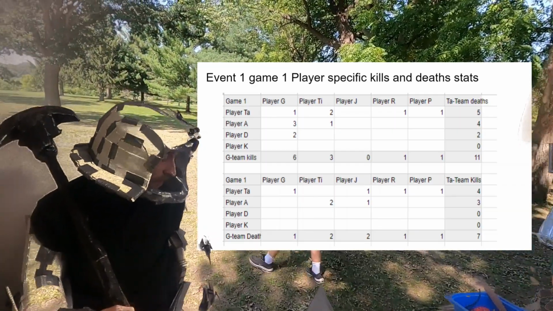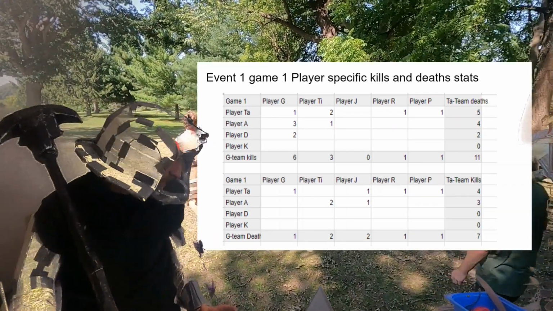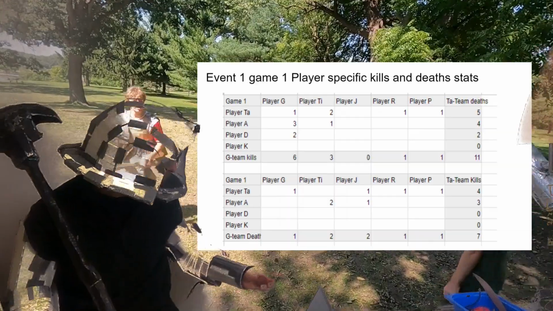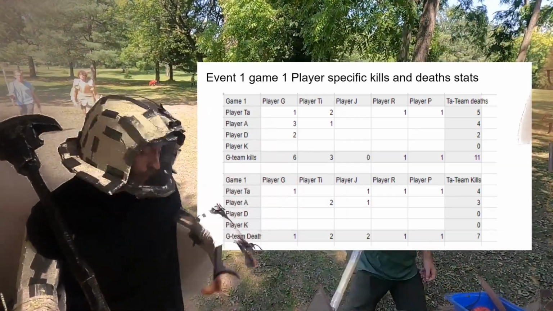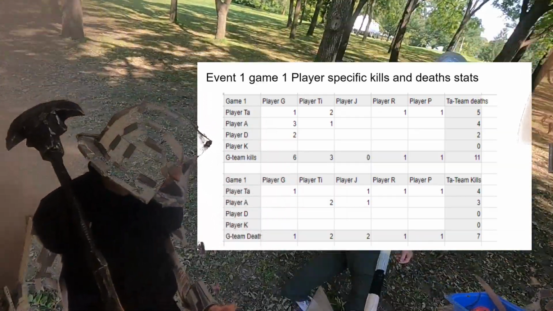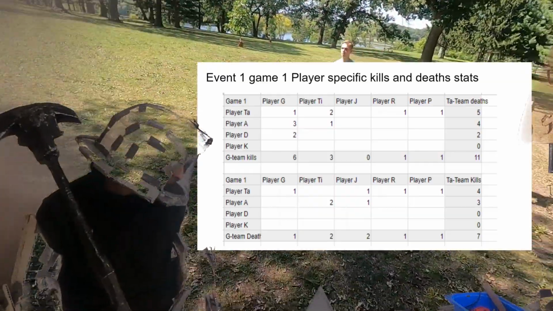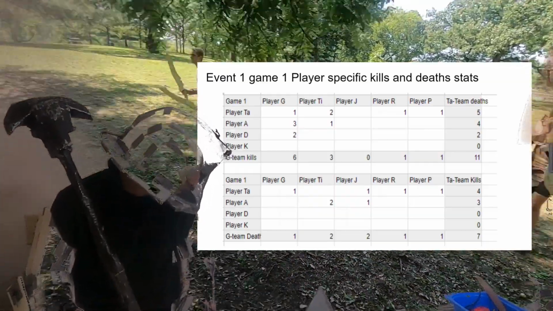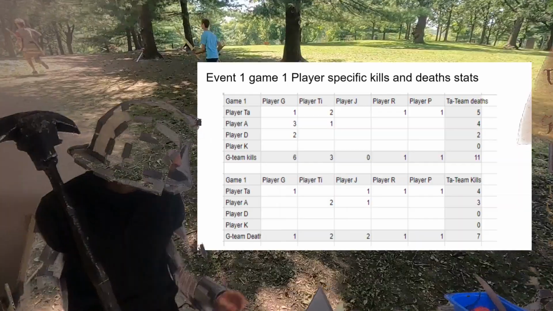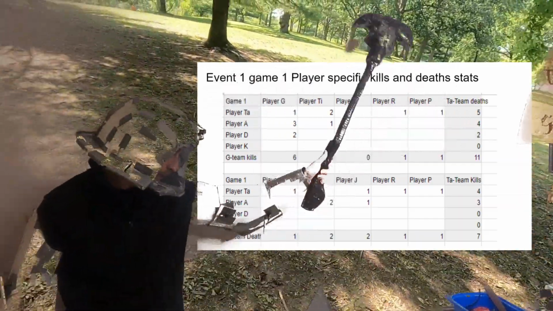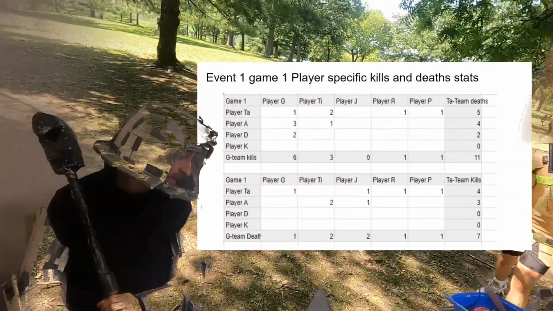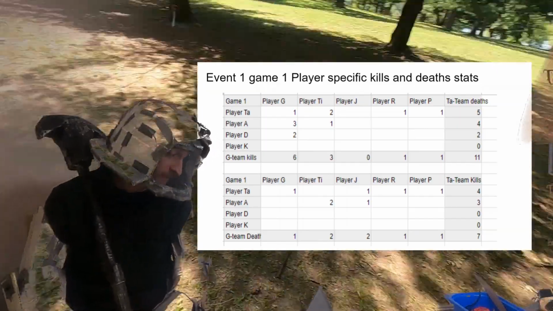And every time player G killed player TA, that number is marked in the corresponding column where they overlap. So I killed player TA once. However, player TI killed him twice, player R killed him once, and player B killed him once. So all those values are tallied up way at the far column in team TA deaths for player TA.